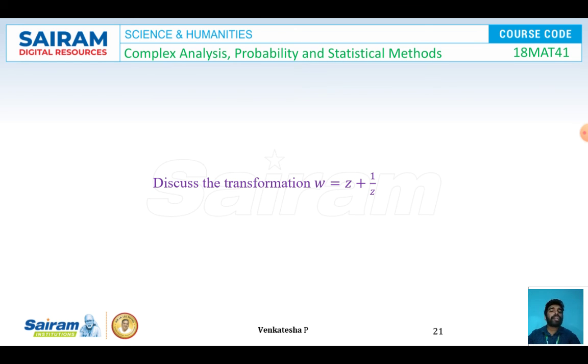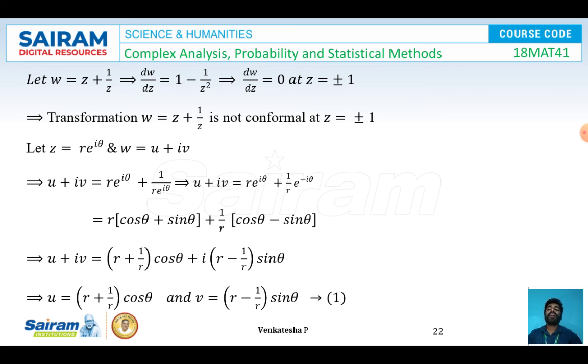Third transformation is w is equal to z plus 1 by z. So let us discuss the transformation w is equal to z plus 1 by z. Now dw by dz will become 1 minus 1 by z square. So hence we can say that this dw by dz is equal to 0 at the point z is equal to plus or minus 1. So the transformation w is equal to z plus 1 by z is not conformal at the point z is equal to plus or minus 1.